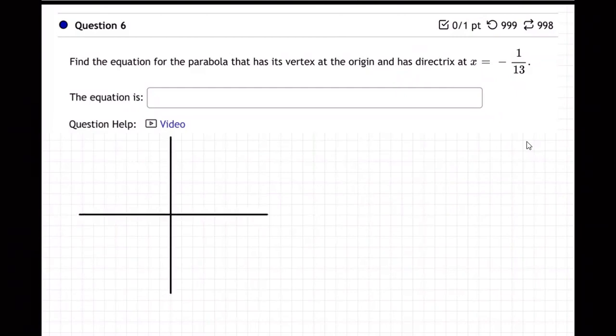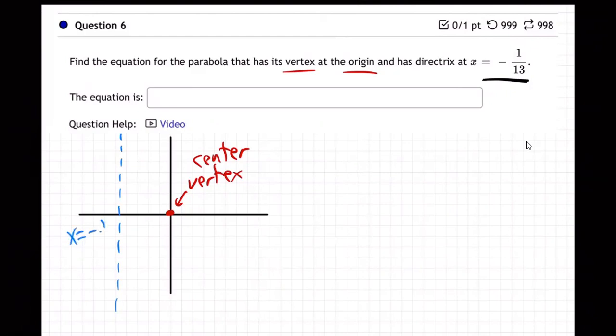So they're saying that the vertex is at the origin. So that's right here. That's the vertex. It's the center. Vertex is the same as center. And it has a directrix line, x is negative 1/13. Where's that? Well, I'm just going to put it back here. I'll just say this is negative 1/13. So right here, this is x is negative 1/13. So that's the directrix.